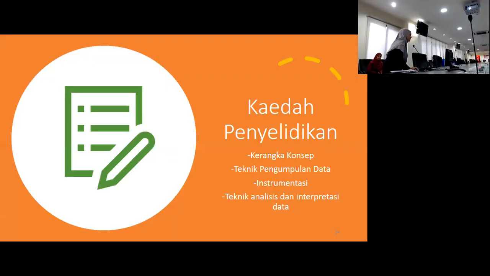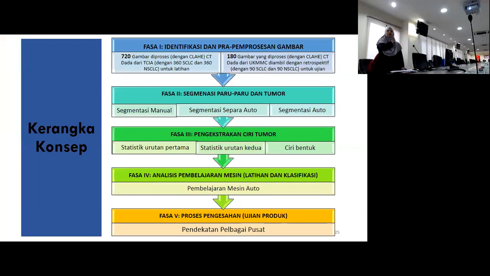Okay, so this is my research methodology. Basically, this is my conceptual framework. We have 5 phases. Phase number 1 is to identify the picture from the CT scan, and we also add improving the contrast using CLAHE. We take 720 patient pictures, and another sample of 180 patients from HUKM. The 720 are from open source images available for training. We have to train on them, and the 180 are for testing. We have to test them.